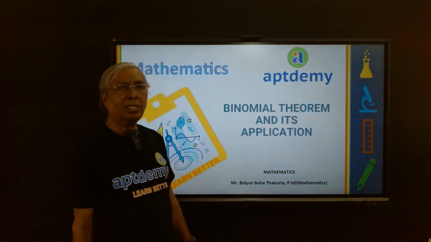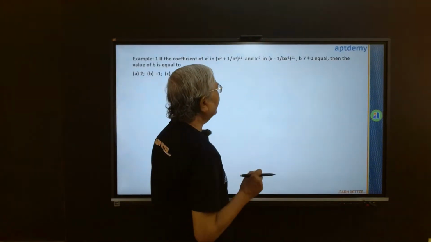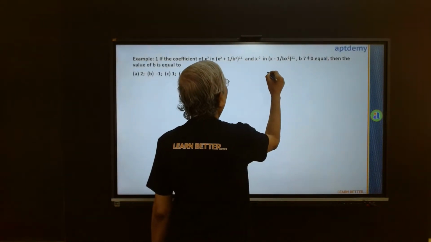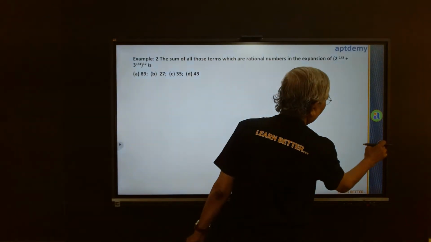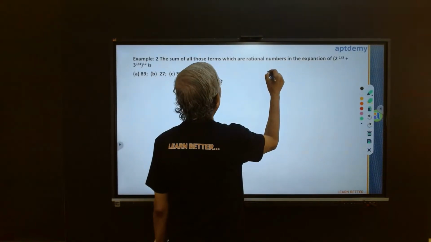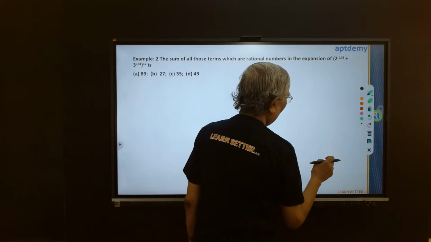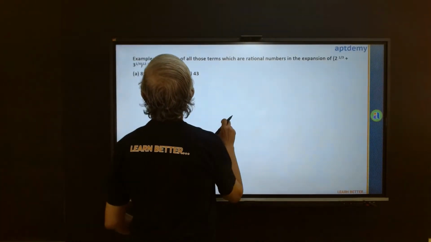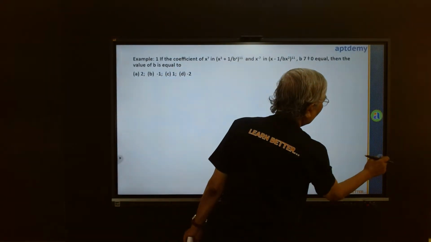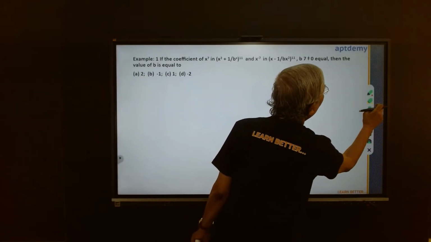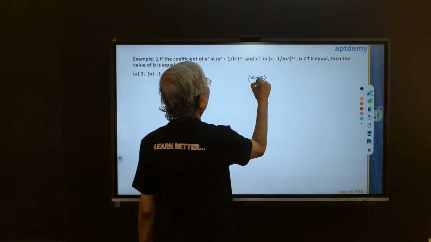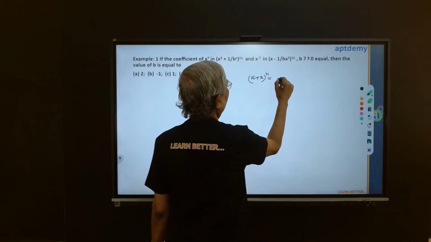Now I am studying the binomial theorem and its application. So first, I will state what our binomial theorem is. If a plus x, whole to the power n.